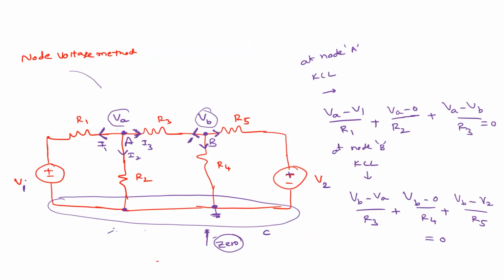For example, if you want to calculate this current I3, I3 is simply VA minus VB by R3. That's it, right? VA minus VB by R3. So that is the current flowing through this R3 ohm resistor. If you solve a problem, it will be more clear.